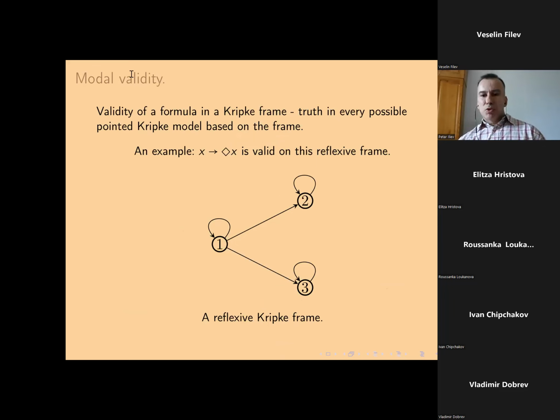Then we have another concept. This was the concept of truth on the previous slide. But then we have a much stronger concept, which is the concept of validity of a formula in a Kripke frame. And basically, validity is truth in every possible pointed Kripke model based on that frame. In other words, a formula is valid if and only if it is true in every point, in every possible Kripke model you can construct based on the frame. And this is actually a fragment of universal monadic second order logic in disguise. Here's an example. This formula is valid on this reflexive frame. It doesn't matter how you color the nodes here, this formula is going to be true in every node. It doesn't matter what the colors are.